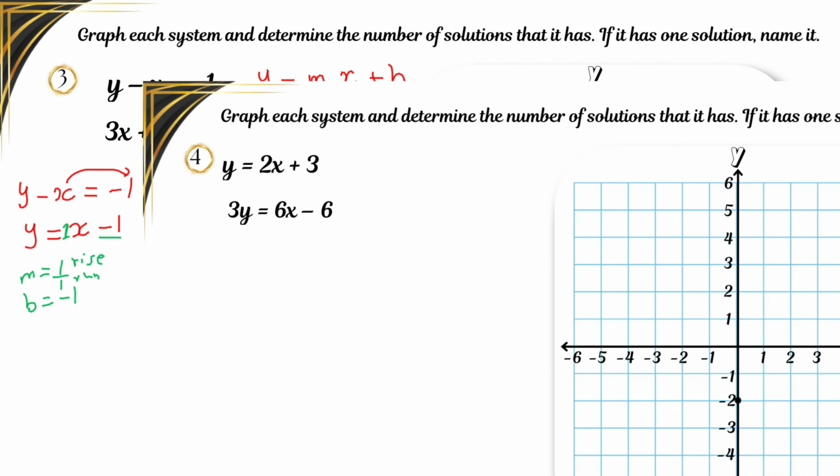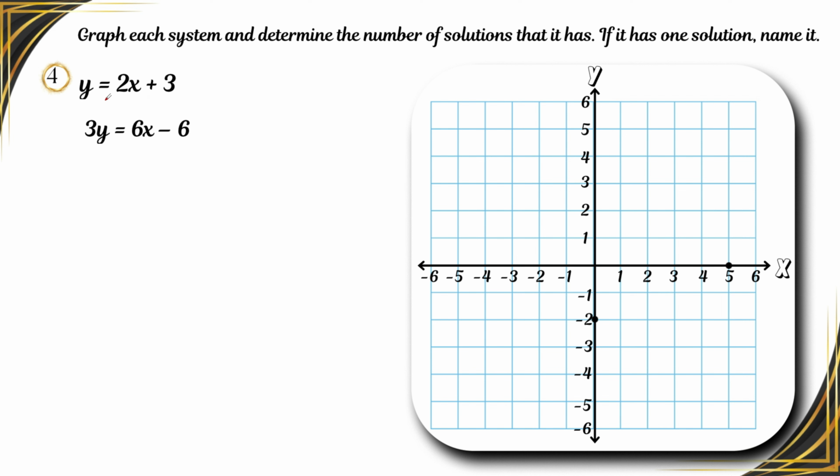Next question. y equals 2x plus 3. Let's graph it. This is written in slope-intercept form. The slope here is 2 over 1 and the y-intercept is 3. Then we start from y = 3 and go up 2, rise 2: 1, 2, and run right 1 here. After that, we need to connect these 2 points by a line.